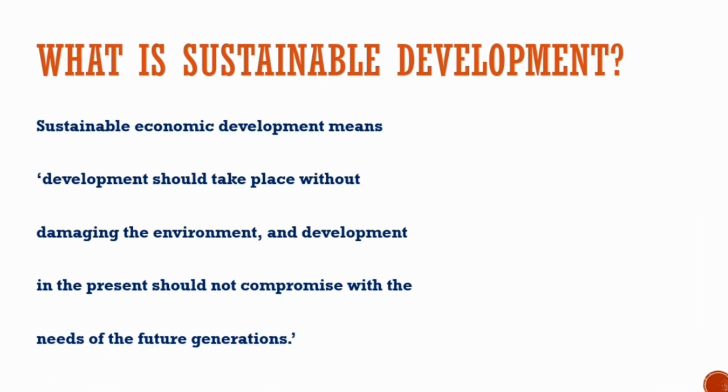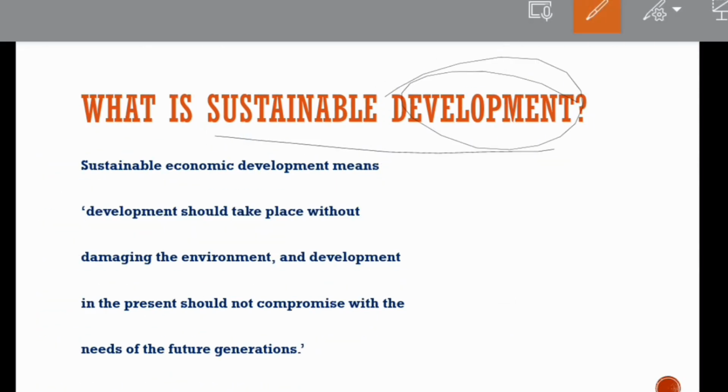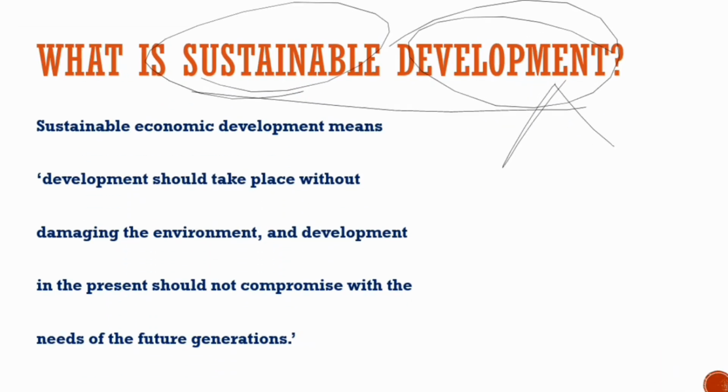Now moving further, what is sustainable development? This is very important. You know what development is, but what is sustainable development? There's a difference between development and growth. Sustainable development means development should take place without damaging the environment, and development in the present should not compromise with the needs of the future generations. So, development should take place without damaging the environment.